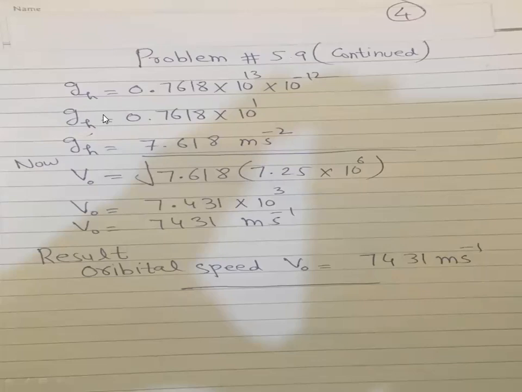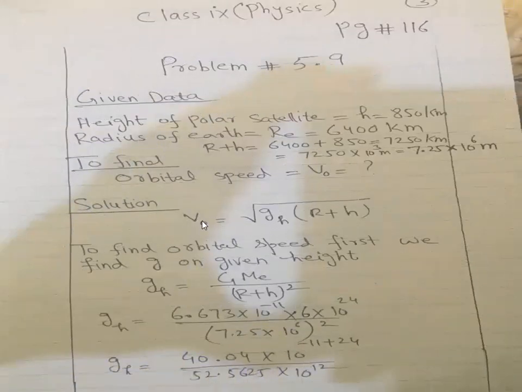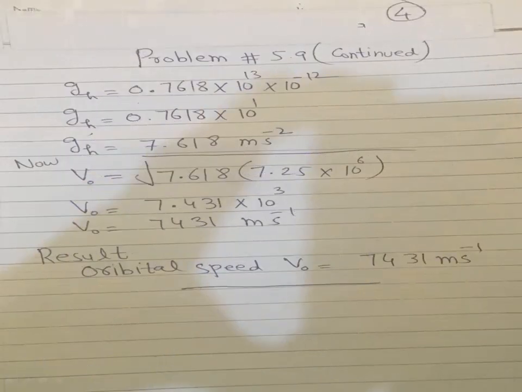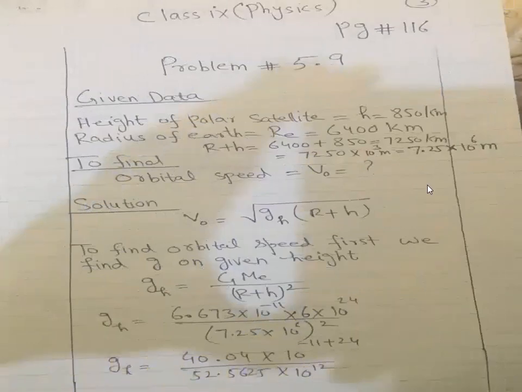And the unit of acceleration due to gravity is meter per second square. So just putting the values in the above formula, and I told you the formula. The formula is V naught equals the square root of GH times R plus H. So if you put this in this formula, the value of GH is 7.618, and the value of R plus H is 7.25 into 10 to the power 6.